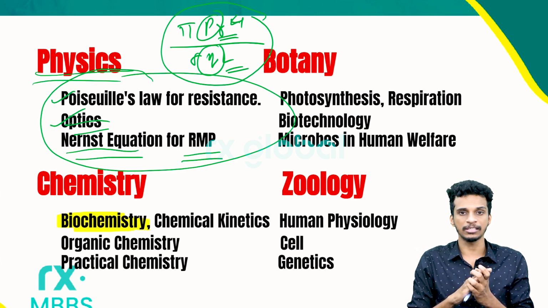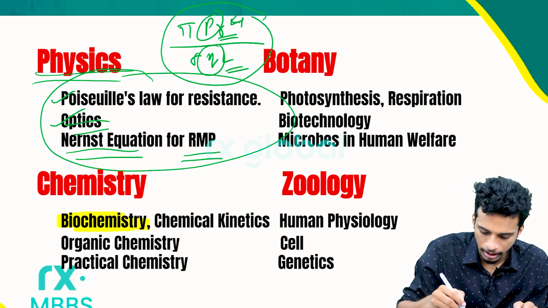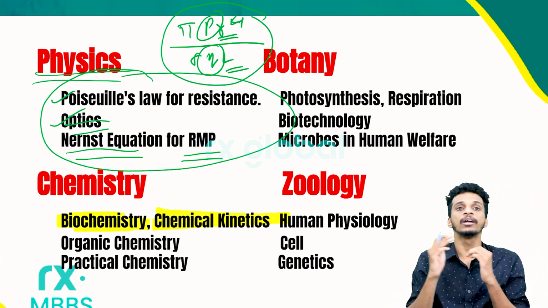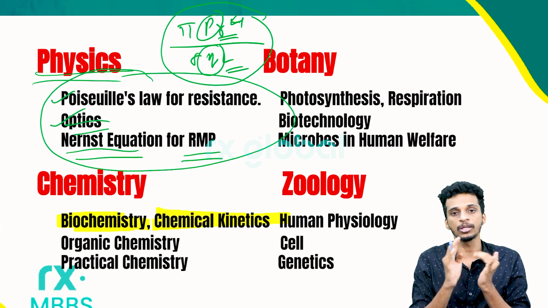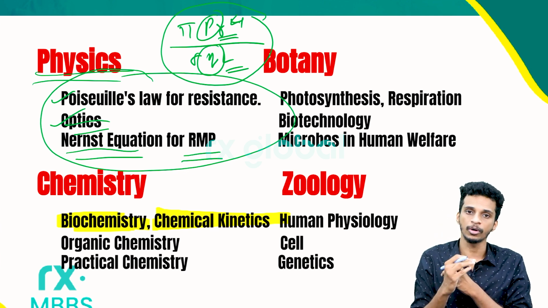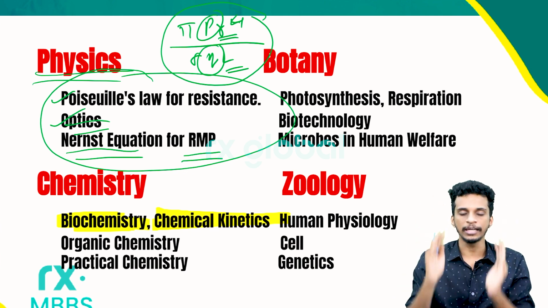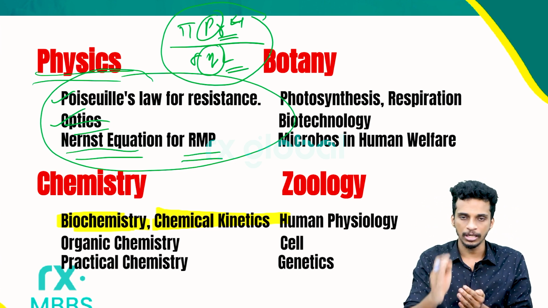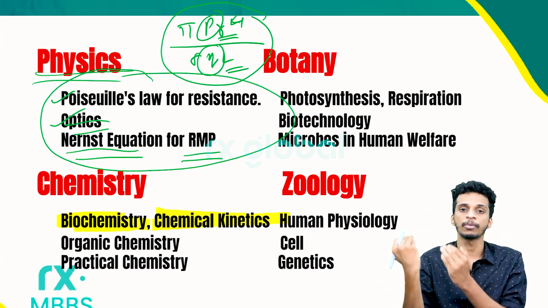So chemistry is extremely important. And the next important thing here is chemical kinetics. You have learned about chemical kinetics, you have learned about zero order reaction, you have learned about first order reaction, and you need that here again in your first year and in your second year also, in your pharmacology also.